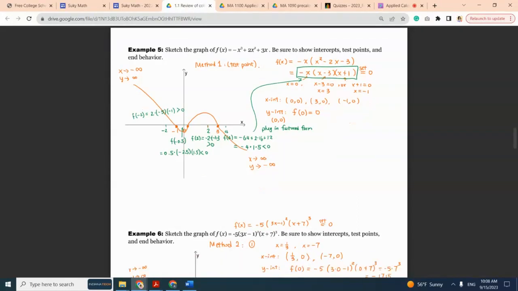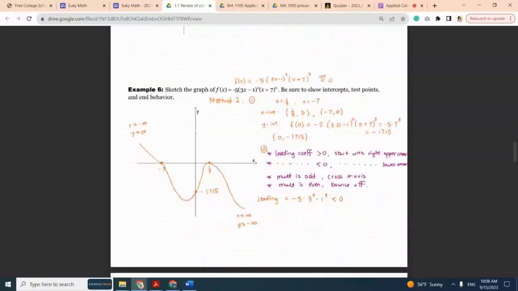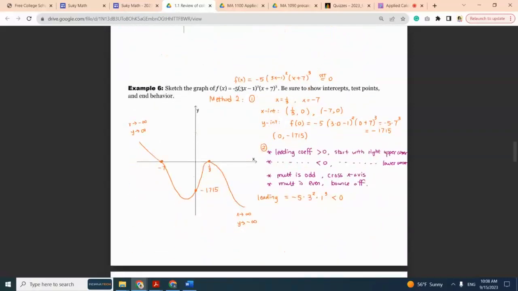And we have a second method where you look at the leading coefficient. If the leading coefficient is positive, you start at the right upper corner. If the leading coefficient is negative, you start at the right lower corner. And for each root, if the multiplicity is odd, then you cross the x-axis. If the multiplicity is even, you bounce off. Do you still remember this? Yes. So we use these rules.